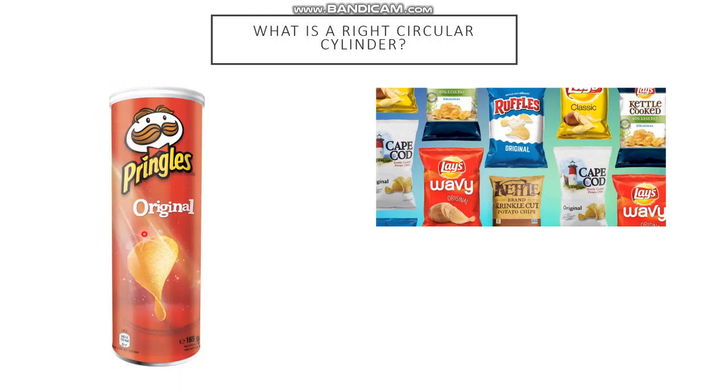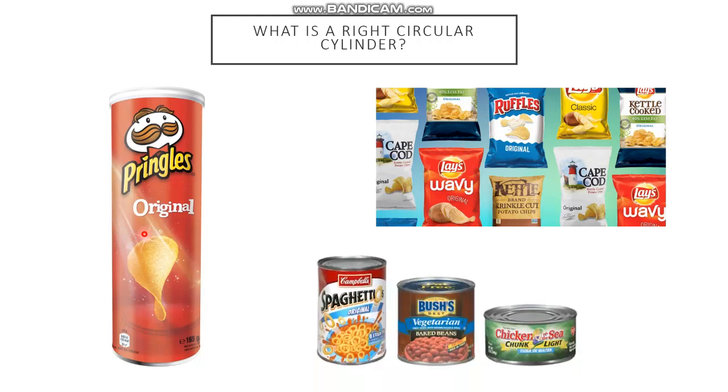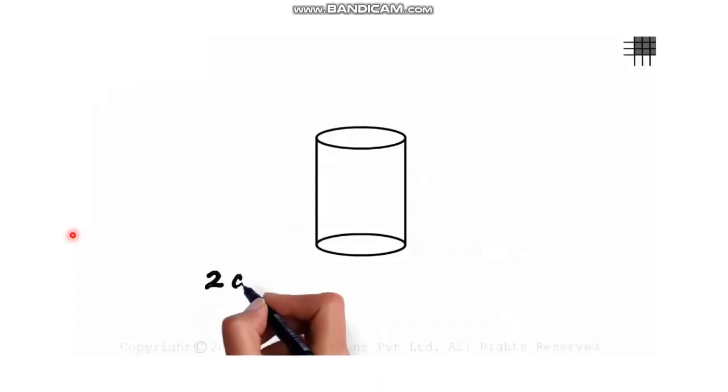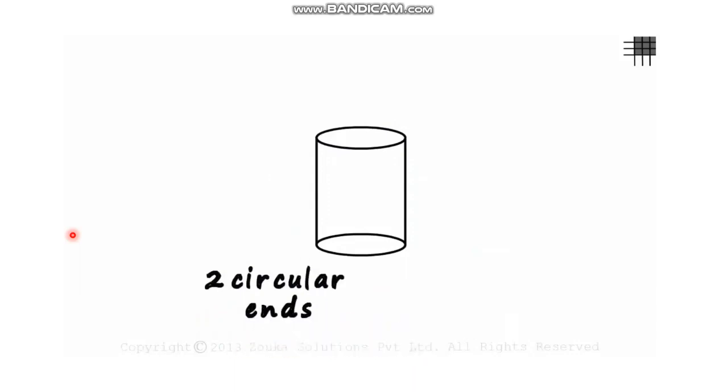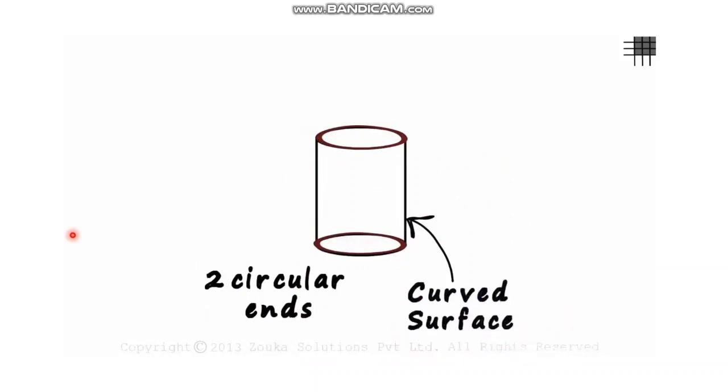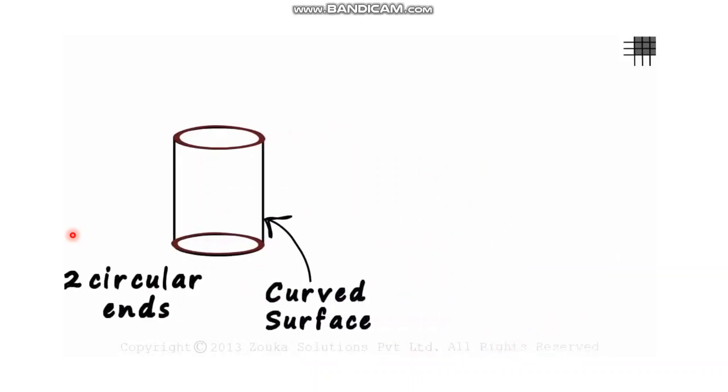Can you give another example of a cylinder? Yes, you can. Let's learn some amazing things about cylinders. Here is what a cylinder looks like. It has two circular ends, this one and this one. It also has one curved surface. Let's look at an animation.